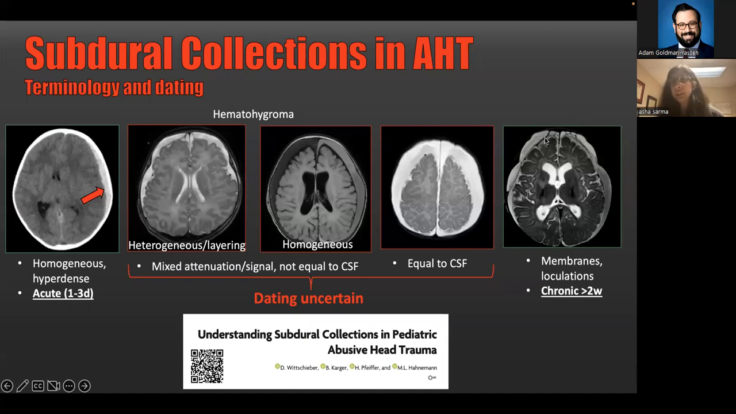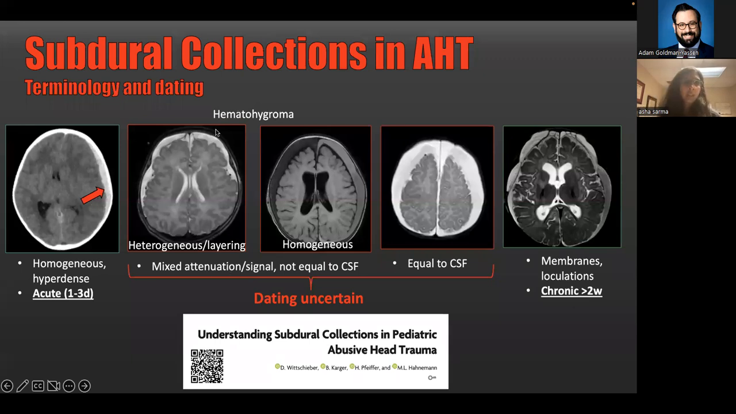See on this MR, this T2 hypointense line within this subdural collection, these membranes, sometimes you see hematocrit levels in there. And then you're talking about something that's taken time for inflammation to occur and organization, and that takes longer than 2 weeks. But these other scenarios that people often try to apply dating language to are uncertain.